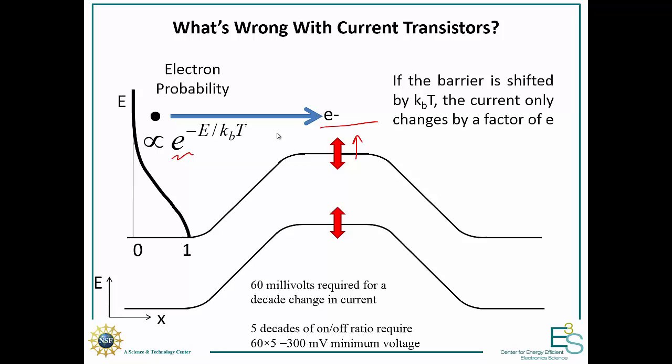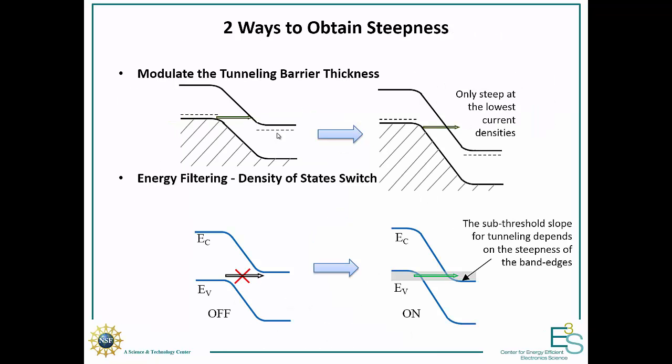We want to change how the transistor operates, and the way to do that is to change it from going over the barrier to tunneling through the barrier. When we do that, there are two ways we can get a sharp turn-on. The first is to control the thickness of the tunneling barrier. As you can see here, we have a very thick tunneling barrier. It'll be very hard to tunnel, and hard to get any current, so your device is off.